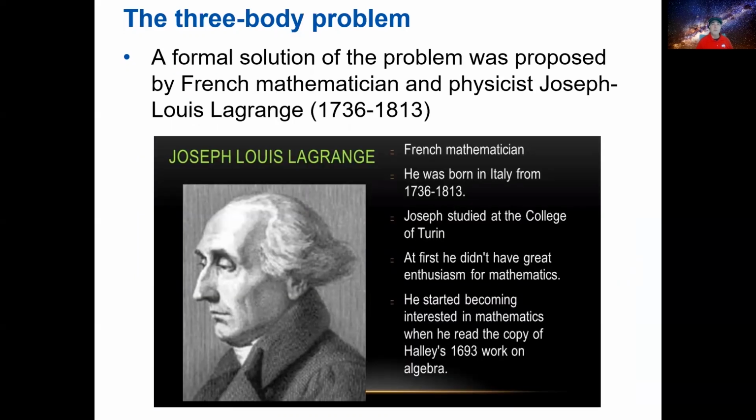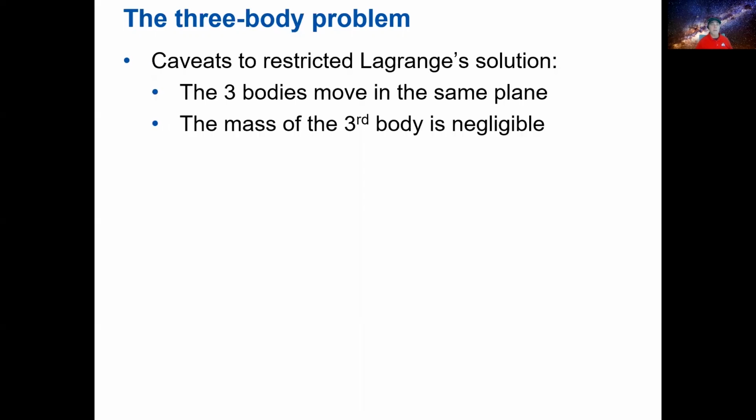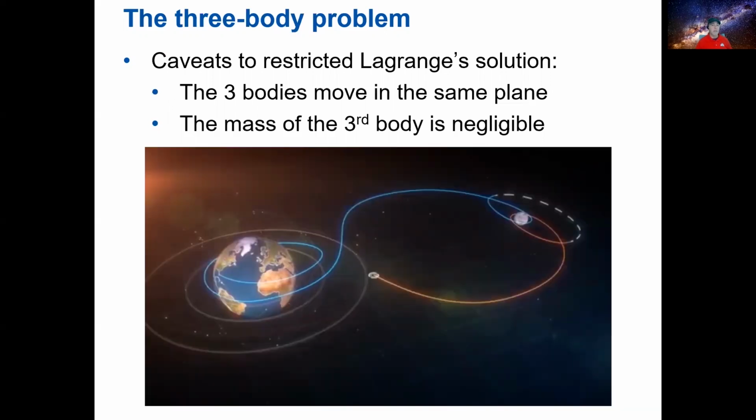A formal solution to these types of problems, which are known as the three-body problem, was proposed by French mathematician and physicist Joseph Louis Lagrange. He showed that there were at least some solutions to the three-body problem if we restricted the three bodies to move in the same plane and assumed that the mass of one of them was so small that it was almost negligible, like the position of a satellite orbiting between Earth and the Moon.